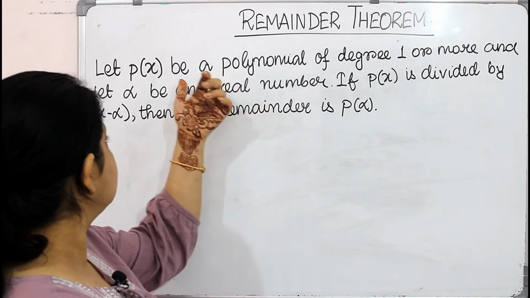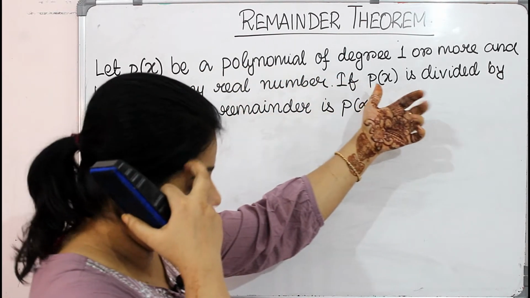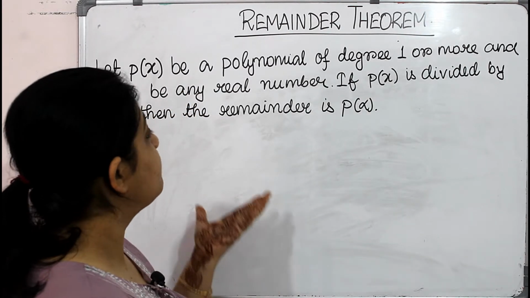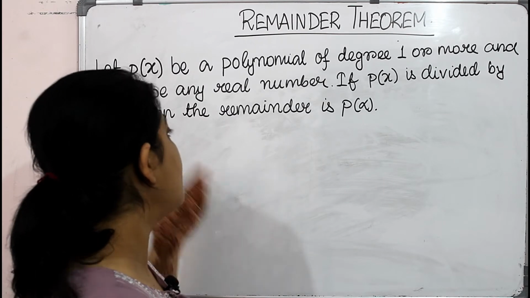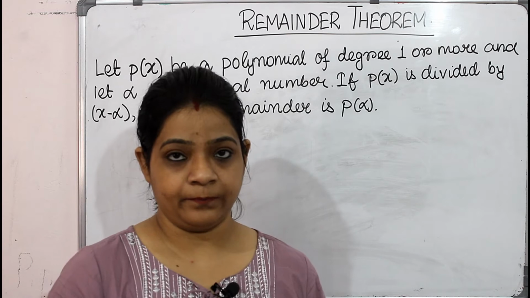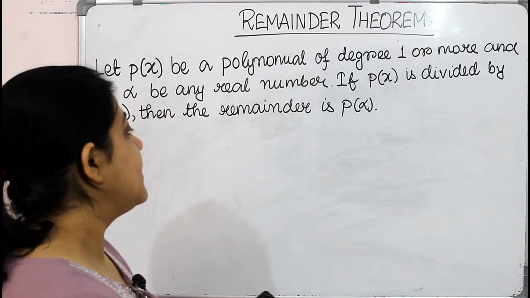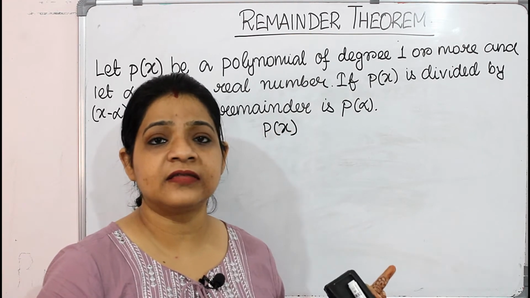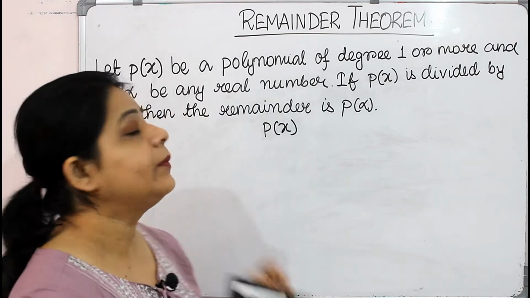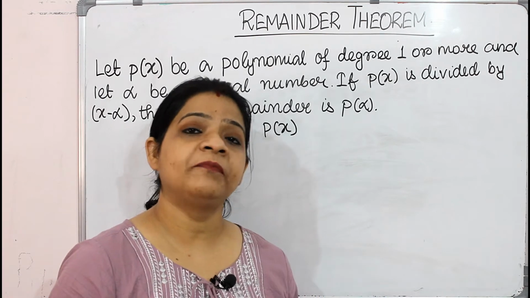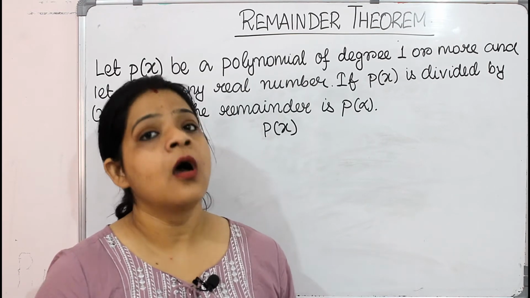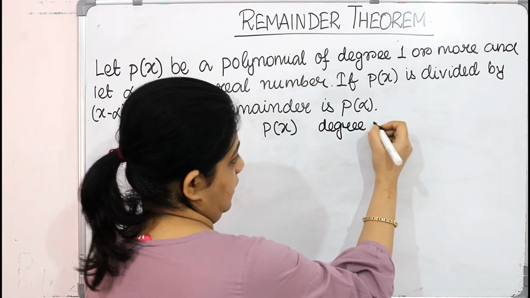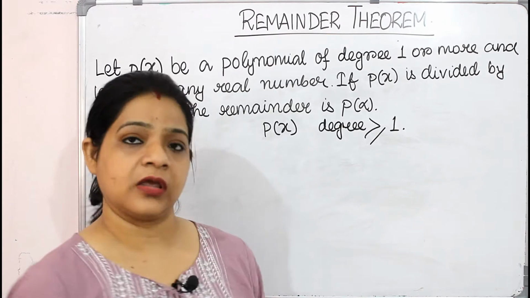So this is the remainder theorem: let P(x) be a polynomial of degree 1 or more and let alpha be any real number. If P(x) is divided by x minus alpha, then the remainder is P(alpha). Basically P(x) is a polynomial, the dividend. The degree of P(x) can be equal to 1 or more than 1, so the degree of P(x) will be greater than or equal to 1.